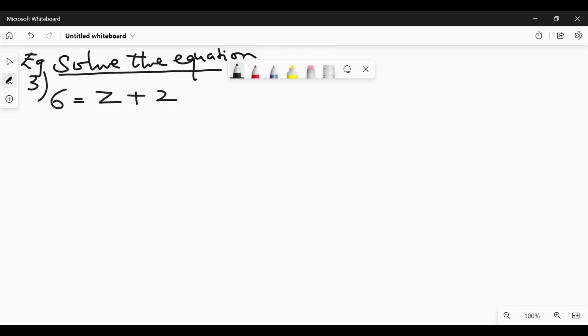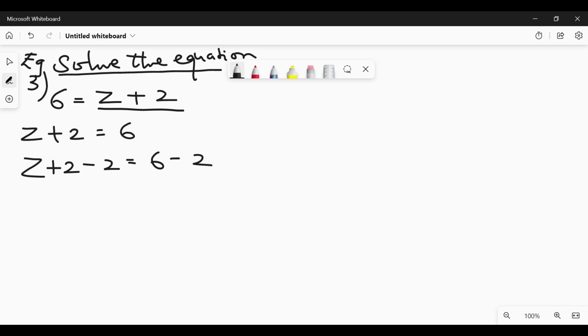As much as possible, try to keep the variable involved content in the left hand side. So what I am going to do is interchange. I am going to keep z plus 2 equal to 6. Now you know, I need to remove plus 2 from the left hand side. That is possible by adding the additive inverse here, which is 6 minus 2. So plus 2 minus 2, which is z is equal to 4. This is your solution, or otherwise called the answer.